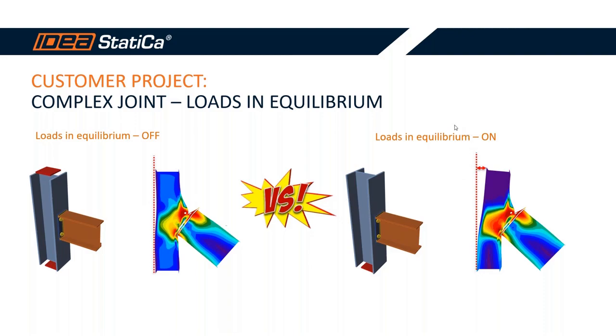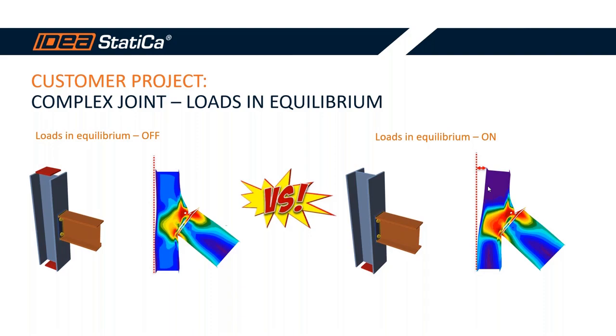Contrary, we have loads in equilibrium on. The difference is that there is only one supported end, and we can load the column. We can load the end, or the free end, let's say, of the column. And the deformation is real. These two pictures of the deformation are very important. I'm talking about deformation of the column. Something is real, something isn't. So what is real and what isn't?